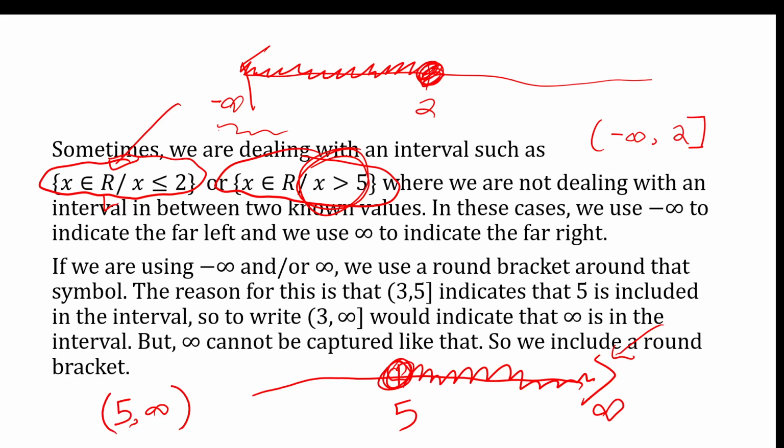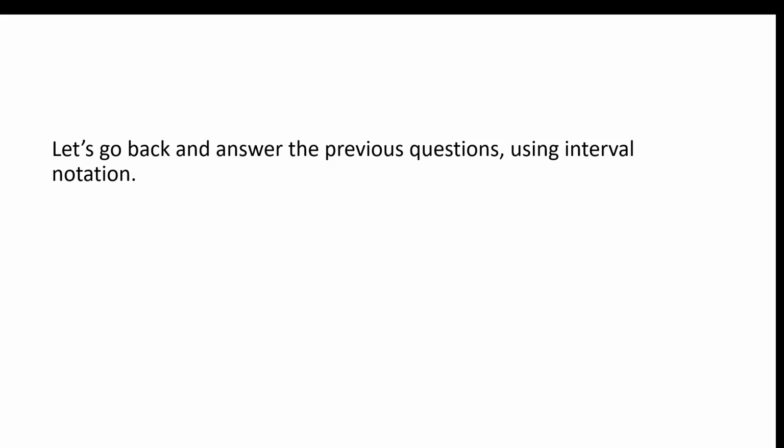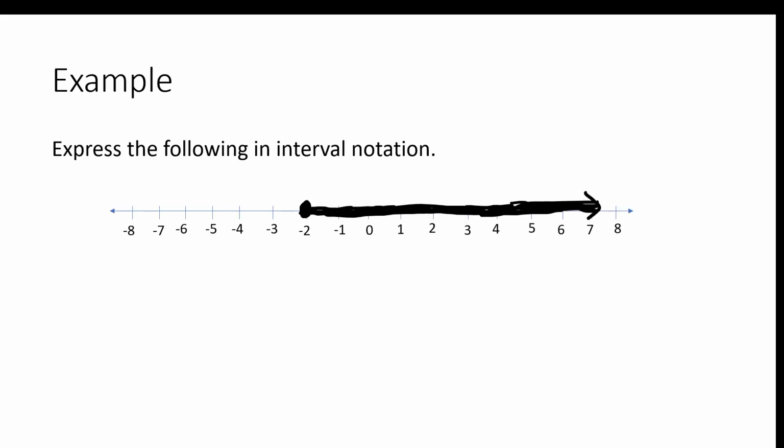So if we're thinking of a number to the far left, it's negative infinity. If we're thinking of a number to the far right, it's positive infinity, even though those technically aren't numbers. And in any case where we have an infinity or a negative infinity, we use a round bracket on those. So let's go back and answer the previous questions using interval notation.